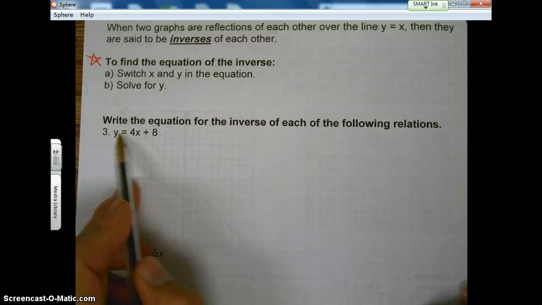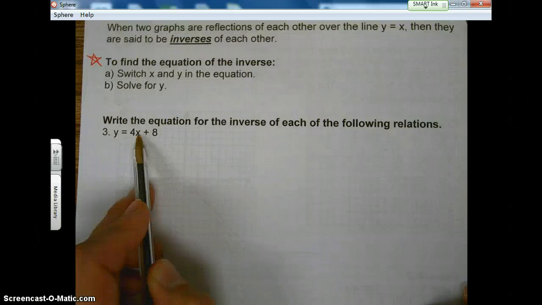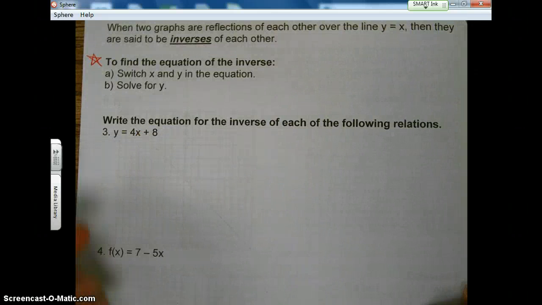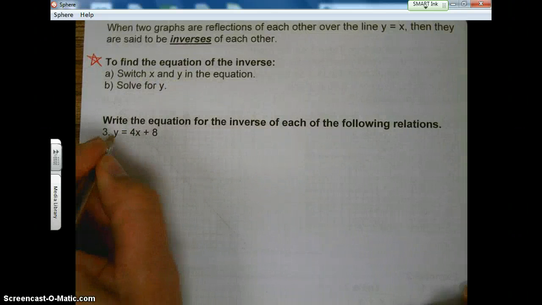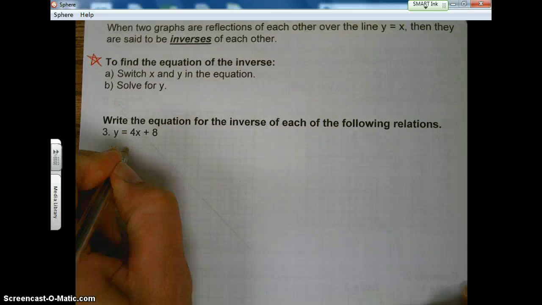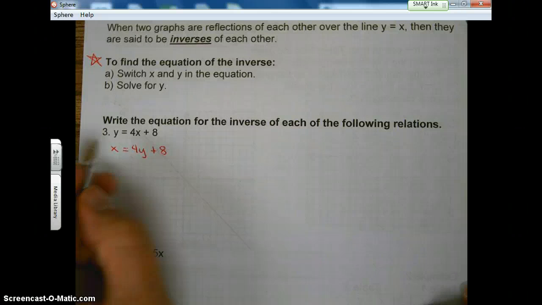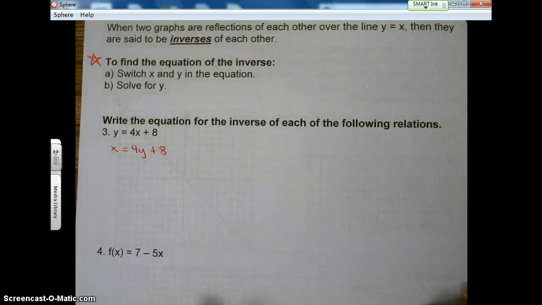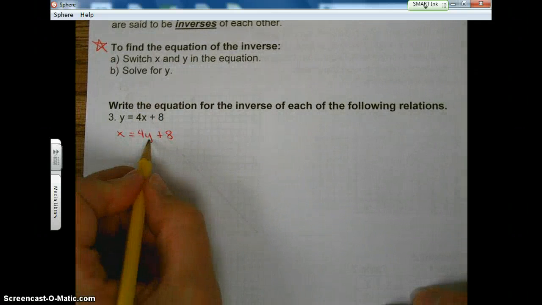So first of all, we have this function. It's a linear function because the degree of this polynomial is a 1, x to the first power, so it is linear. We're going to start by switching the x and the y. So we literally switch the x and the y. Notice they switched places. Next it says solve for y. So we're going to solve for y.